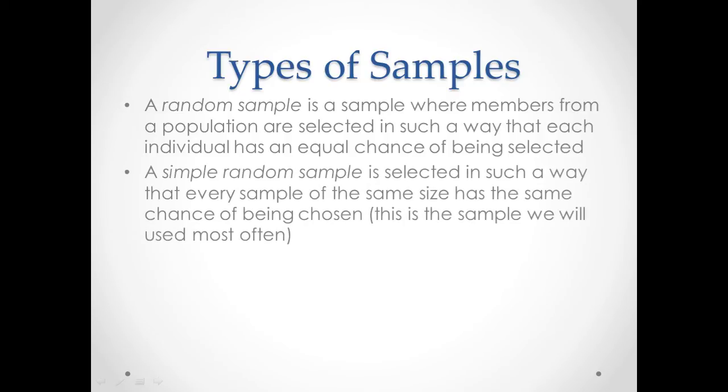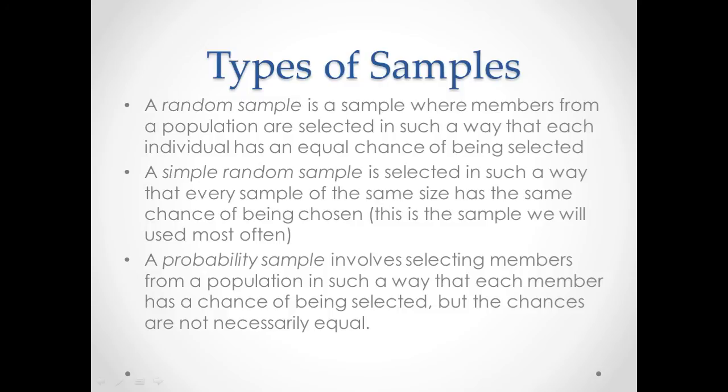A simple random sample is selected so that every sample of the same size has the same chance of being chosen. Typically, when we do our samples, this is the one that we'll use most often. I don't particularly agree that this is the best type of sample, but for elementary statistics purposes, this is the one that most people use.